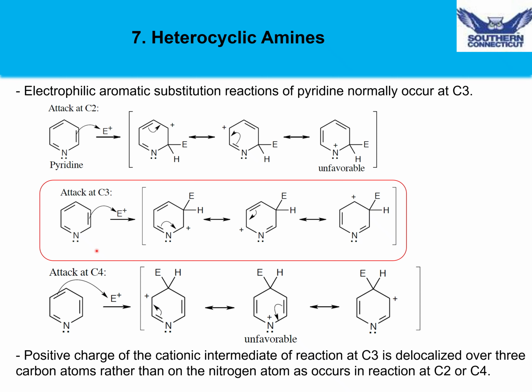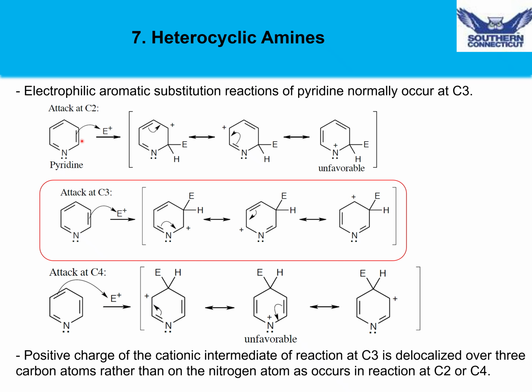Pyridine typically undergoes electrophilic aromatic substitution reactions at the 3rd carbon, which is this one here. The reason for this is once the electrophile adds, we get an intermediate that has 3 resonance structures where the positive charge is always on a carbon, as seen here and here.